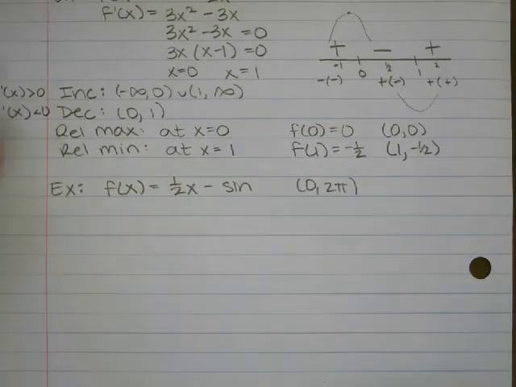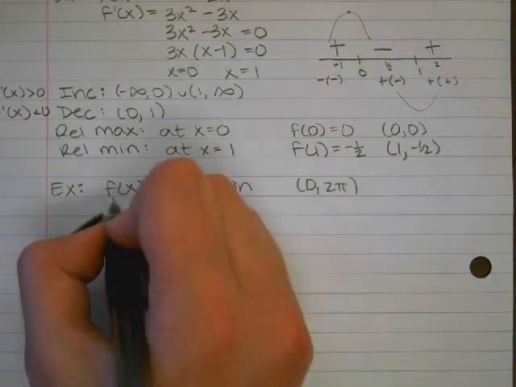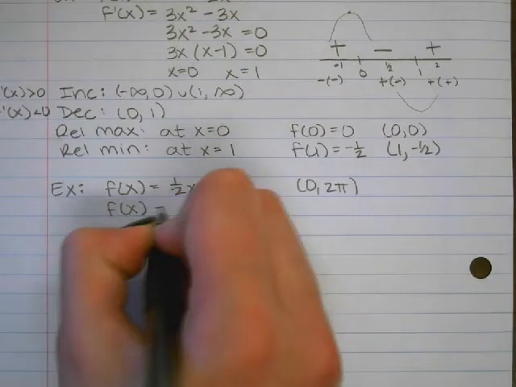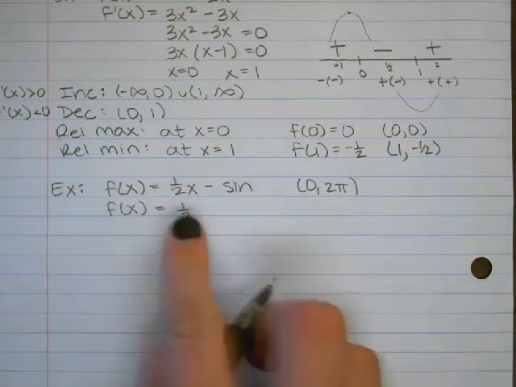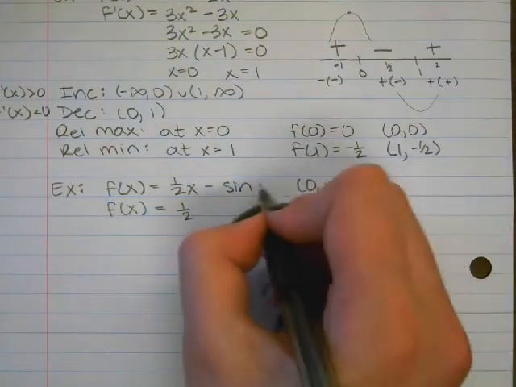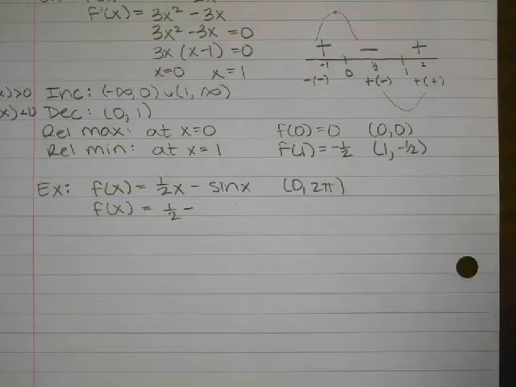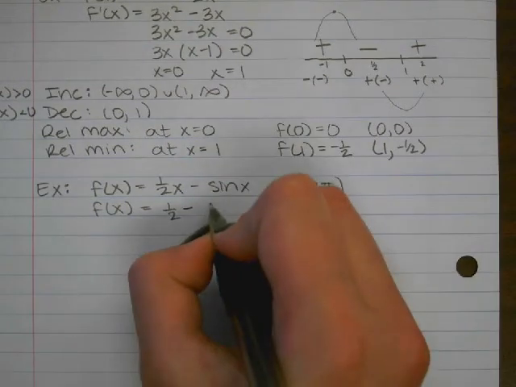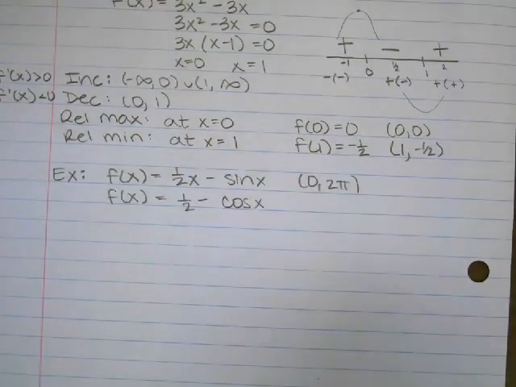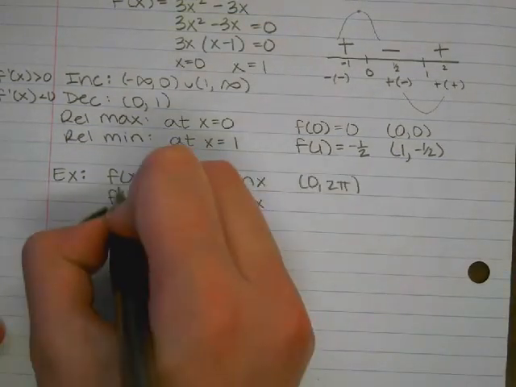So I'm going to find the derivative of this one just like I did with the other ones. The derivative of 1/2 x is just 1/2. Sorry, my sine should have had an x on it. And then the derivative of sine x is cos x, so I'm going to say minus cos x. And to solve this problem, I just need to set that equal to 0. That was my derivative.